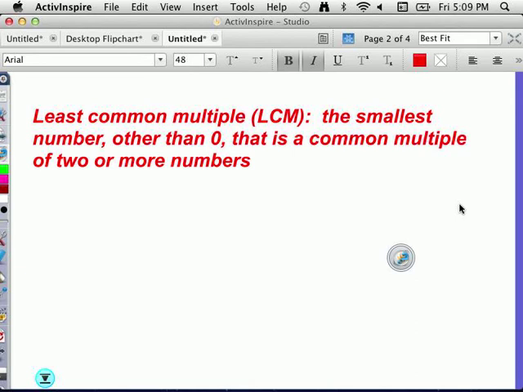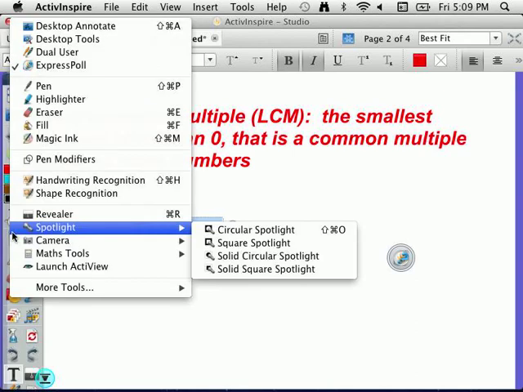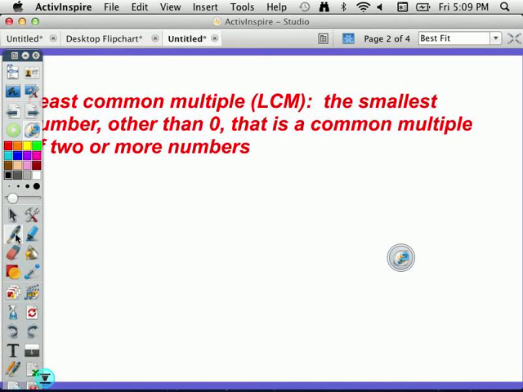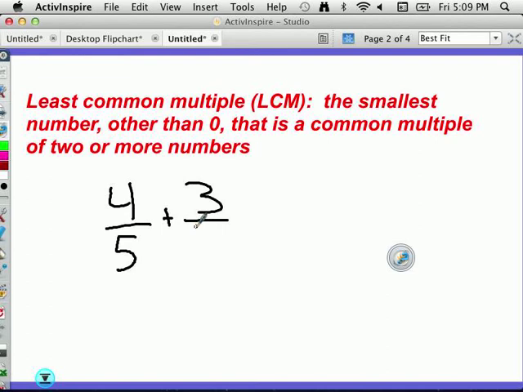For example, say we have 4 fifths plus 3 fourths. Now, here we have two proper fractions. However, we have uncommon denominators. We have 5 and we have 4. So I'm going to ask myself, what is the least common multiple of both 5 and 4? What is the lowest number that both of these will go into?